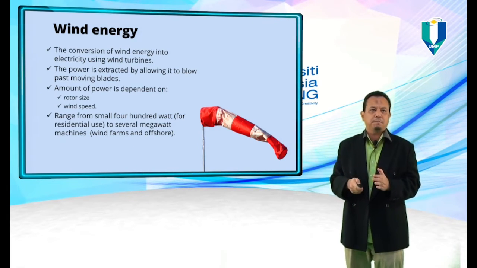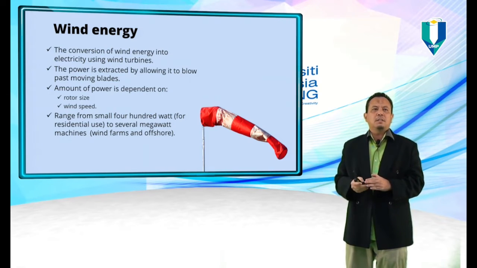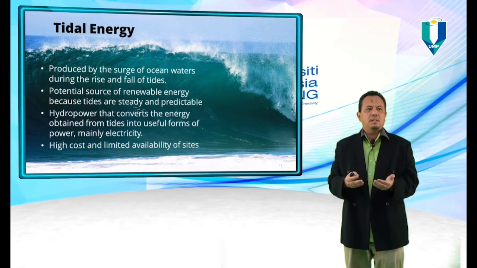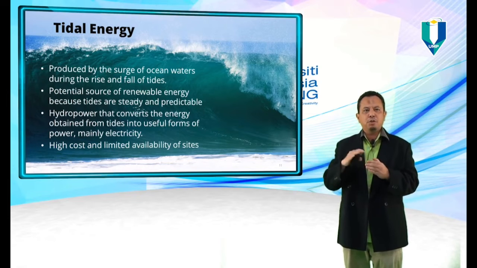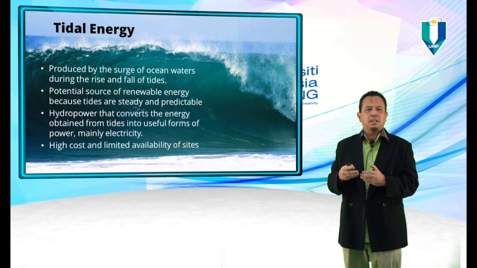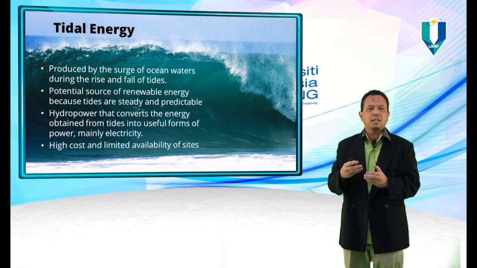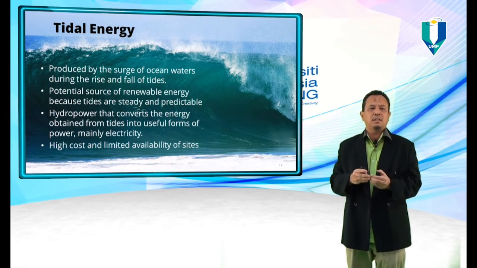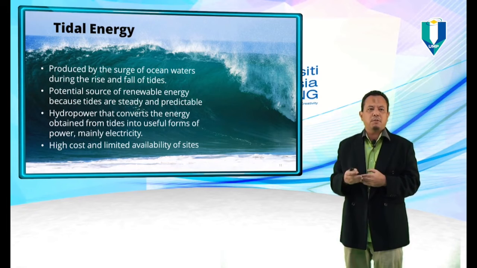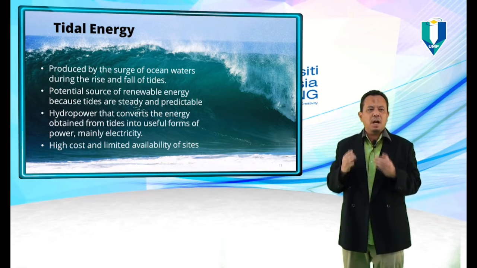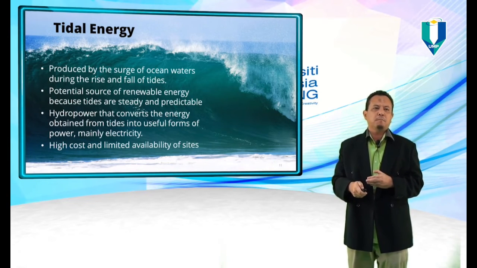in wind farms and offshore. The third alternative energy that I want to share with you is tidal energy. Tidal energy is basically produced by the surge of ocean waters during the rise and fall of tides. It is a potential source of renewable energy because tides are steady and predictable. The hydropower comes from the tidal energy, able to convert the energy obtained from tides into a useful form of power, mainly electricity. It has a high cost and limited availability of sites.